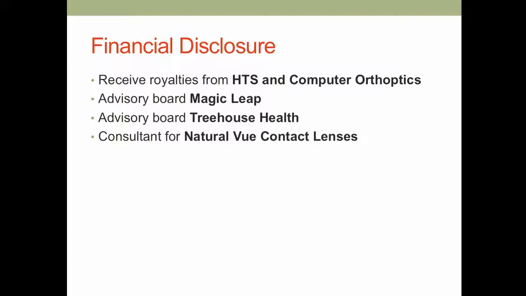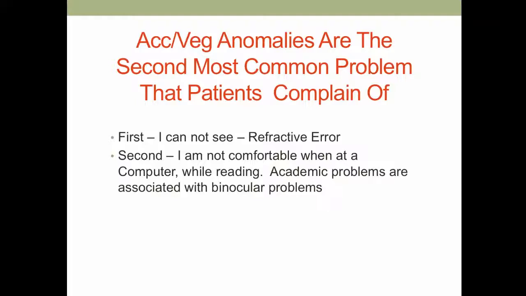I believe that accommodative vergence problems are extremely important and almost put aside in today's optometric curriculums, and in our offices. If we take a look at the most common problems in our office, they're clearly refractive errors. Myopia being number one, presbyopia being number two, and hyperopia being number three.